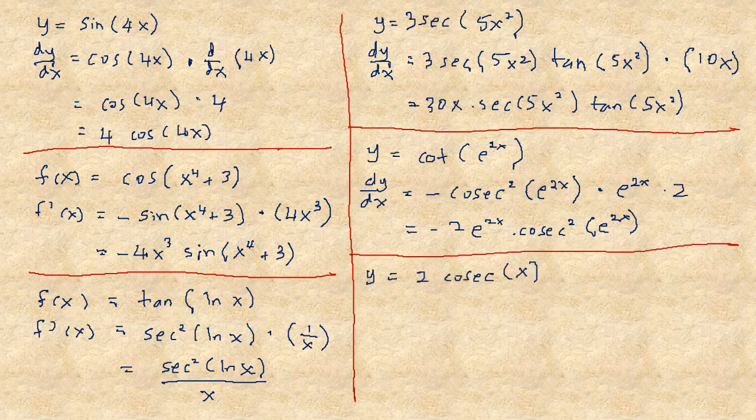Next example, we have y equal to 2 cosecant x. So differentiate, dy over dx will be equal to, 2 is a constant, so we just write the constant and then multiply by the derivative of the function cosecant. Differentiate cosecant, we will get negative cosecant cotangent. So we get negative cosecant, the function is x, multiplied by cotangent of function x. And then differentiate x, we get 1.